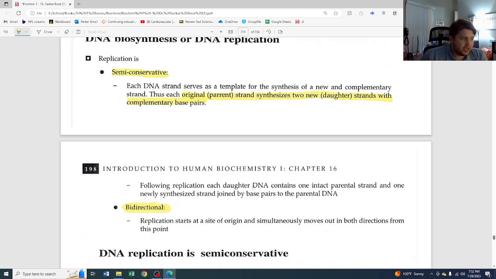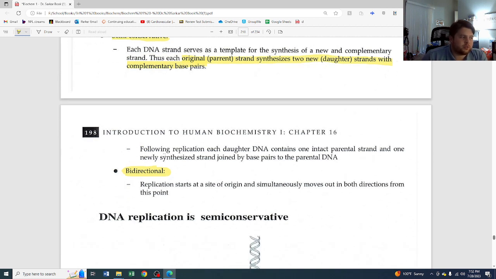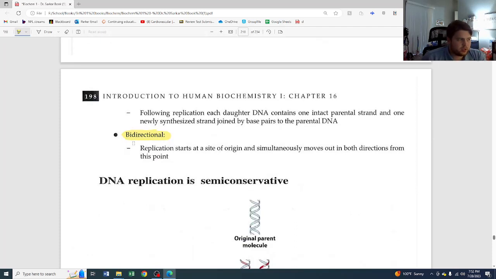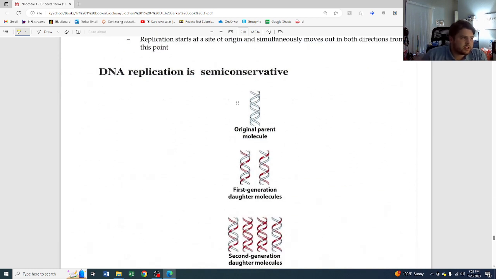So following replication, each daughter DNA contains one intact parental strand and one newly synthesized strand joined by base pairs to the parental DNA. DNA replication is also bidirectional. Replication starts at a site of origin and simultaneously moves out in both directions from this point. Semi-conservative means it semi-conserves that parent strand.